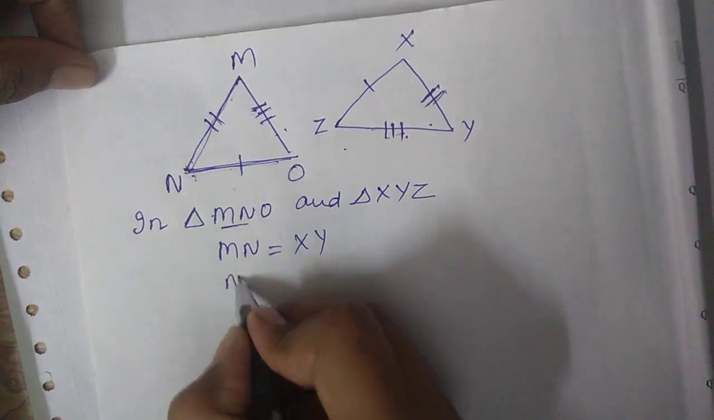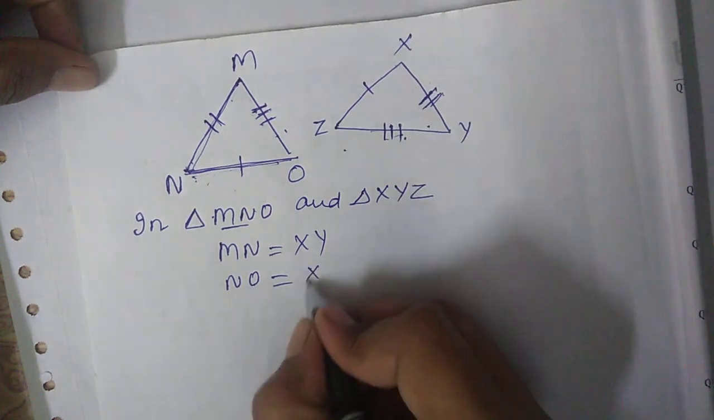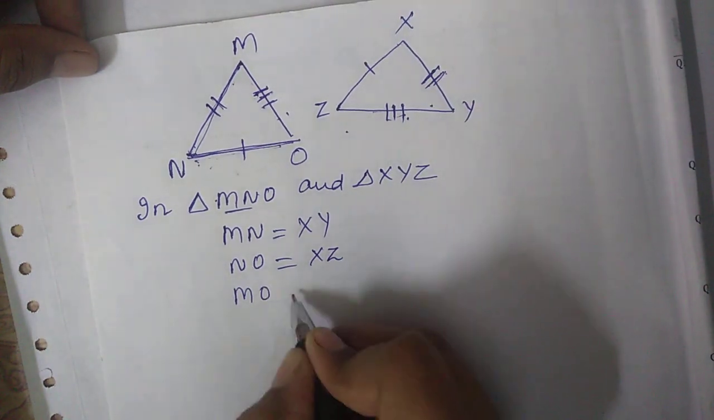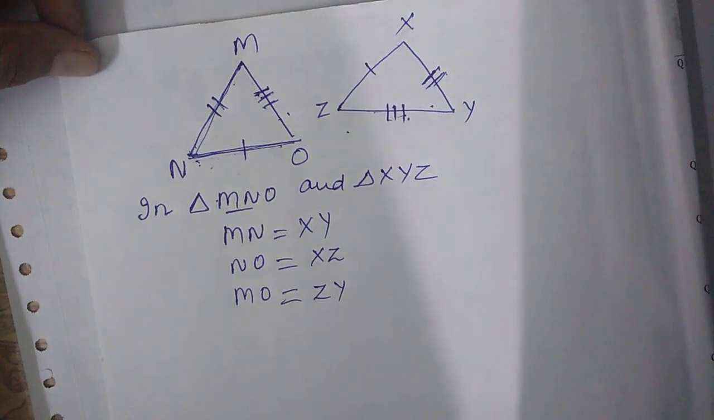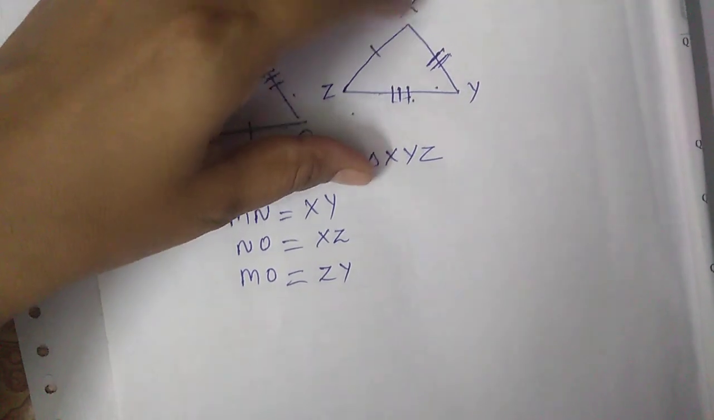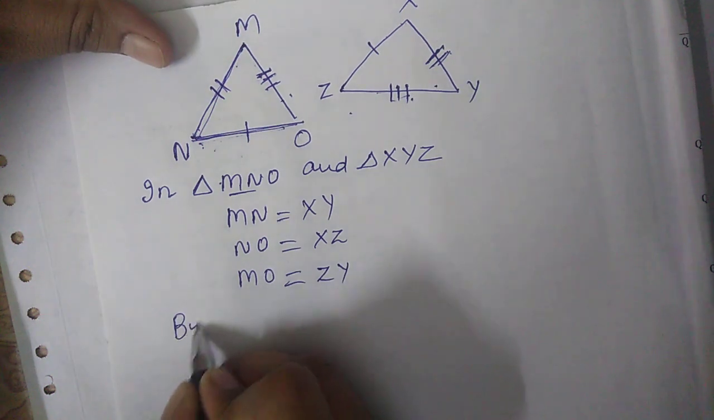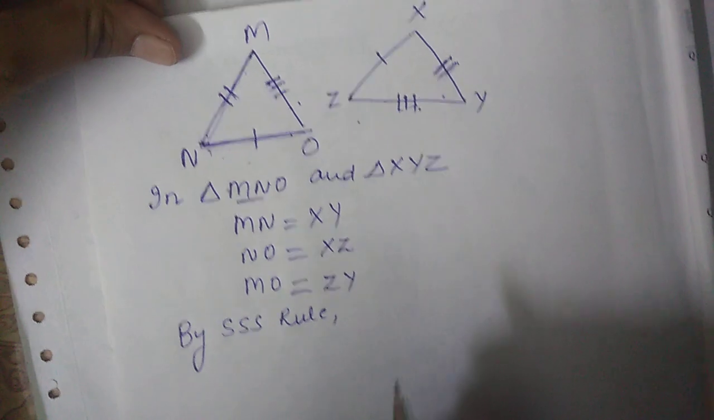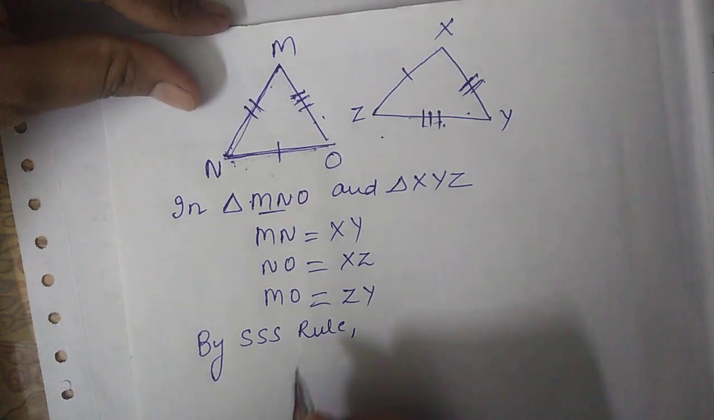Then NO is equal to what? NO is equal to XZ. I will write XZ. Then MO is equal to ZY. These sides are equal. So as all the three sides of this triangle are equal to all the three sides of this triangle, we can say they are congruent. By which rule? By SSS rule they are congruent. Now I will write the name in symbolic form. That is very important in congruence.